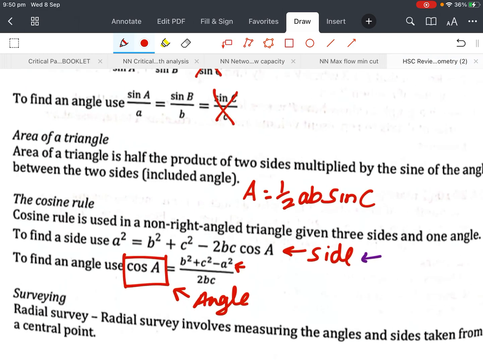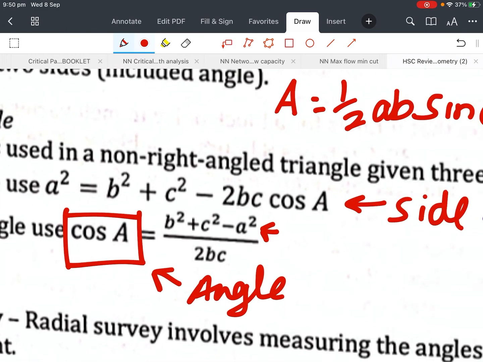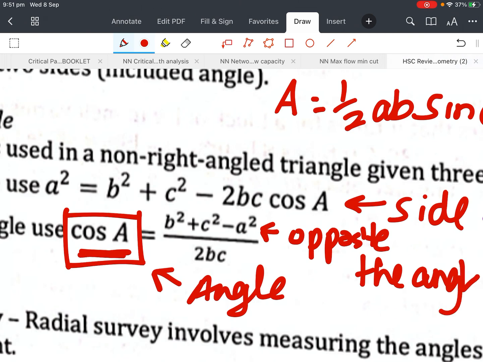And good old cos rule: we use the top one to find a side, hence the little a. Remember, the little letters stand for sides, capital letters stand for angles. And when we're finding an angle, we use this formula when we have three sides altogether. Notice there's a little b, a little c, and a little a. The little a is always opposite the angle that we are looking for. So the side that is opposite the angle we're looking for always goes right at the end after the minus.